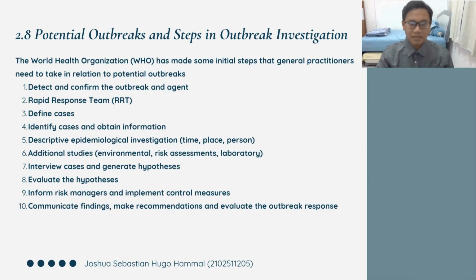The World Health Organization has made some initial steps that general practitioners need to take in relation to potential outbreaks. First is detect and confirm the outbreak and agent. Second is rapid response team. Third is define cases. Fourth is identify cases and obtain information. Fifth is descriptive epidemiological investigation: time, place, and person. Sixth is additional studies: environmental risk assessment and laboratory. Seventh is interview cases and generate hypotheses. Eighth is evaluate the hypothesis. Ninth is inform the risk manager and implement control measures. And tenth is communicate findings, make recommendations, and evaluate the outbreak response.